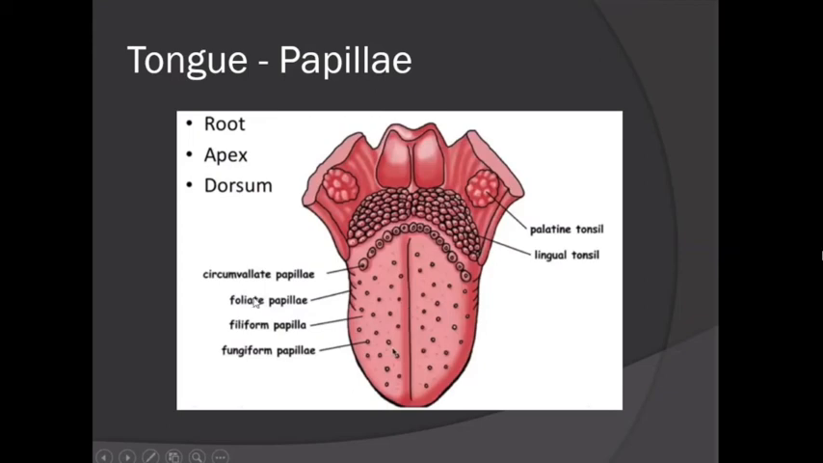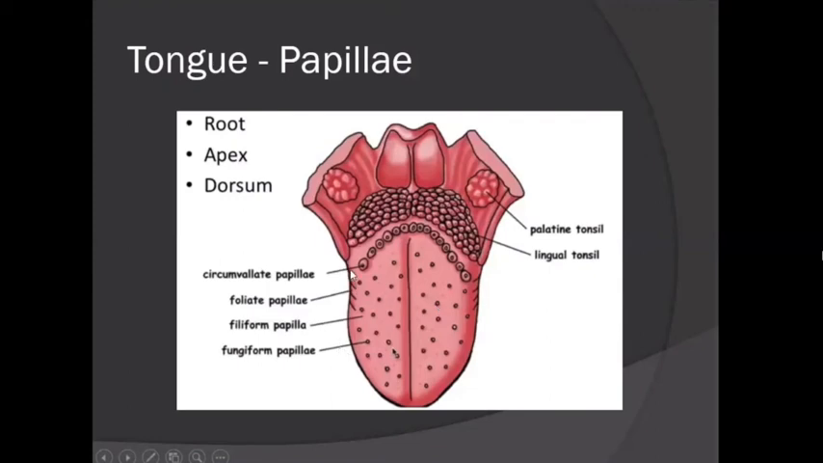Then foliate papillae are leaf-like papillae. They are located on the posterior sides of the tongue, here and here. They are not present anywhere else, only on the posterior lateral side of the tongue. Sometimes your patient may get confused and say, I have a small wound here. They are not actually wounds, but the foliate papillae.